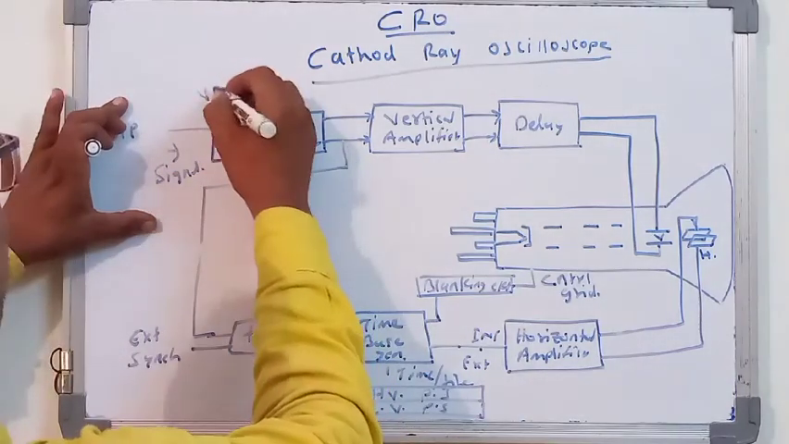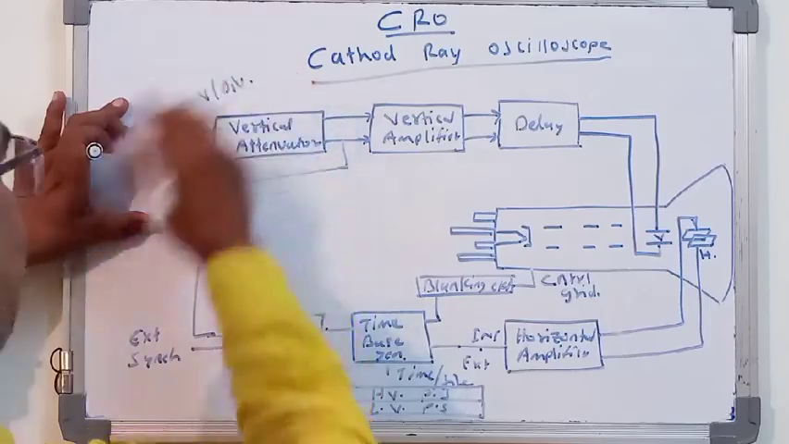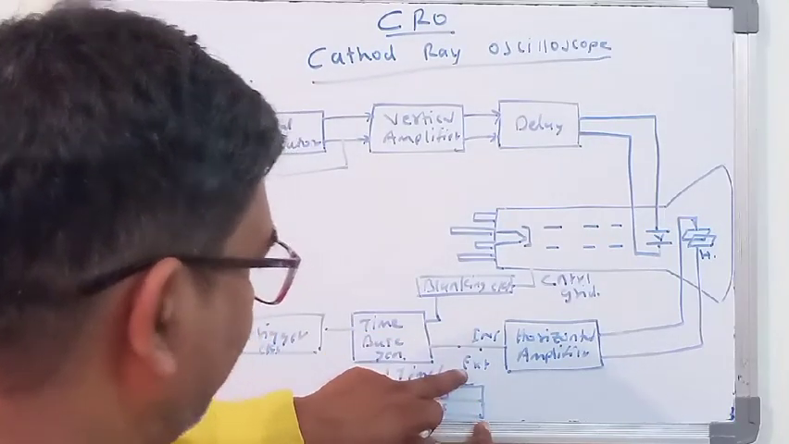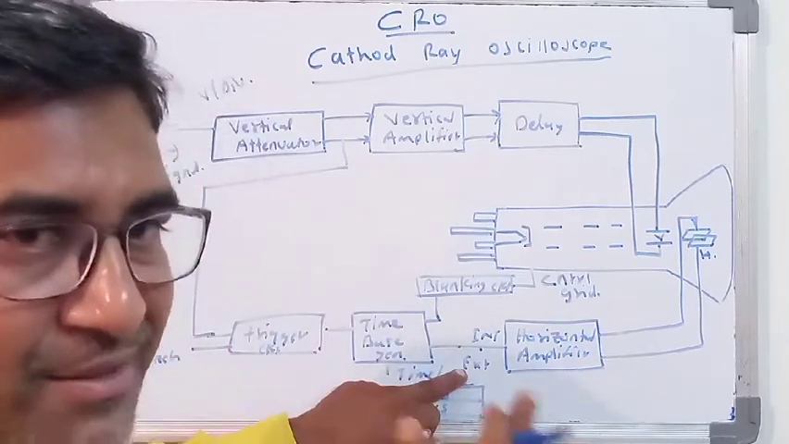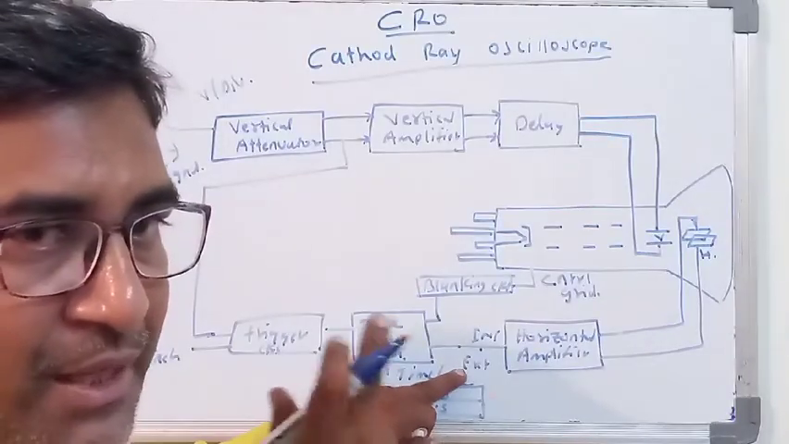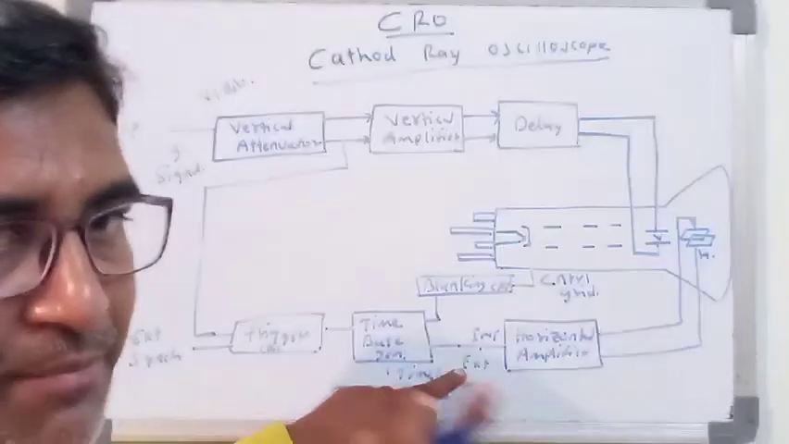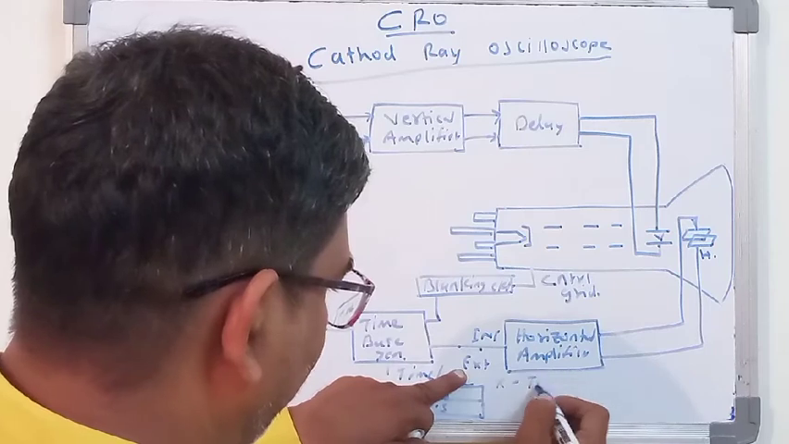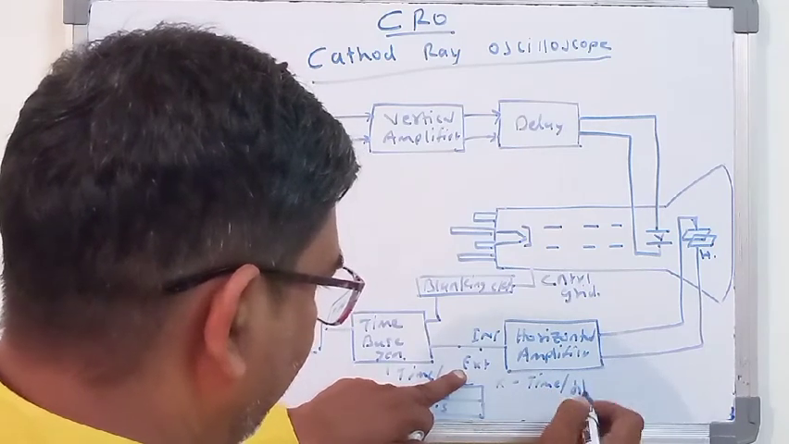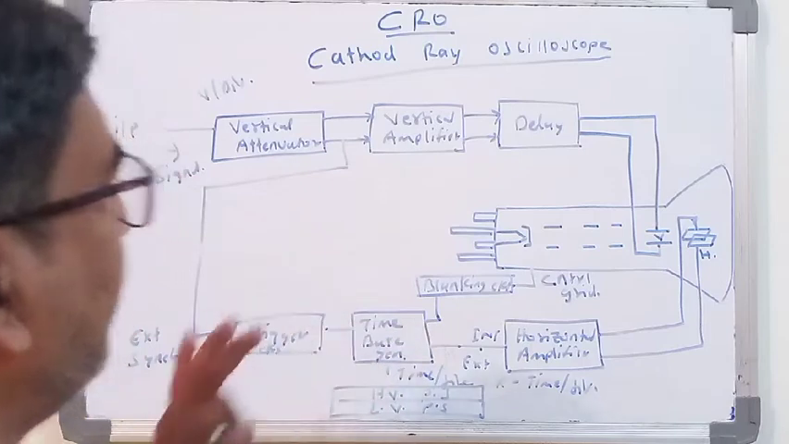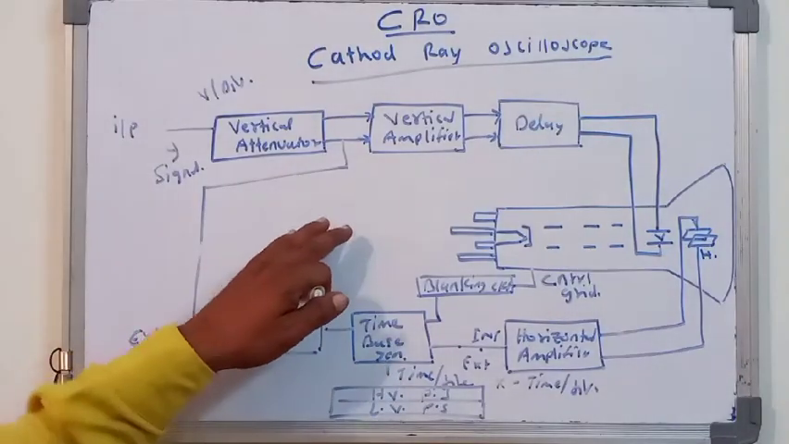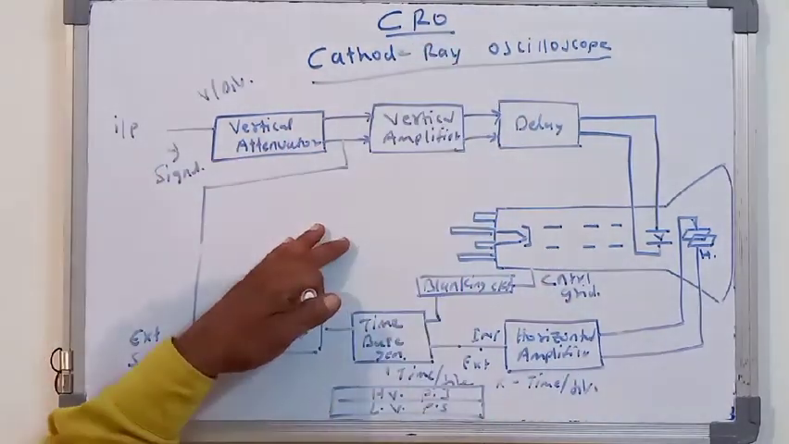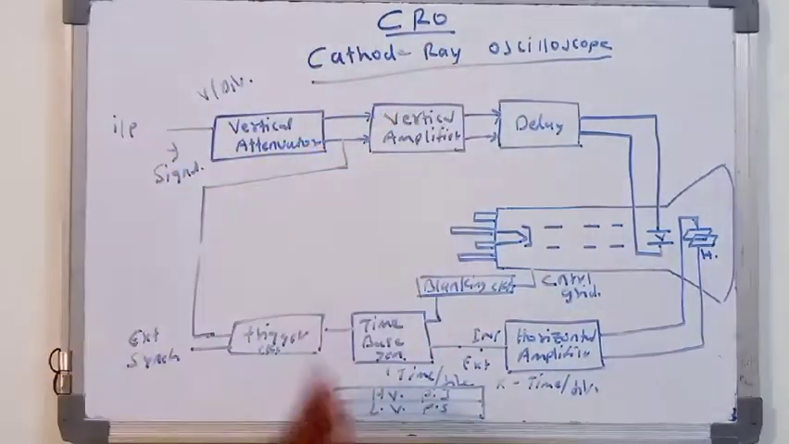Here it will produce the volts per division. And here the internal and external produce the X axis, meaning on the X axis we are going to measure the time per division. So this is the complete diagram for a cathode ray oscilloscope.